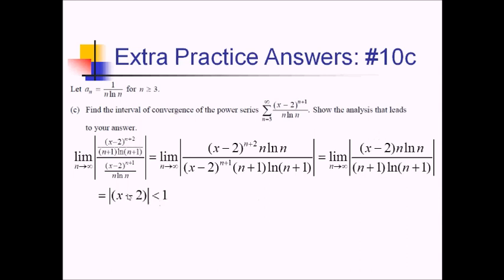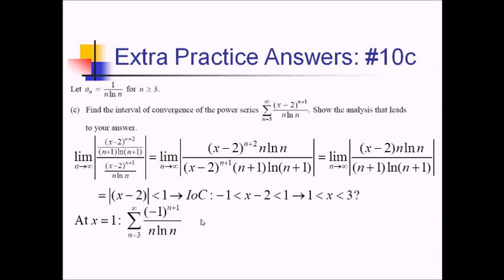And now I can rewrite this without absolute value to get my interval of convergence by saying negative 1 less than x minus 2 less than 1. Add 2 everywhere. We've got 1 less than x less than 3. But I'll put a question mark because I still need to test my endpoints to see if I converge there. So at x equals 1, what does our series look like? We've got 1 minus 2, which is negative 1, to the n plus 1 over n ln of n.